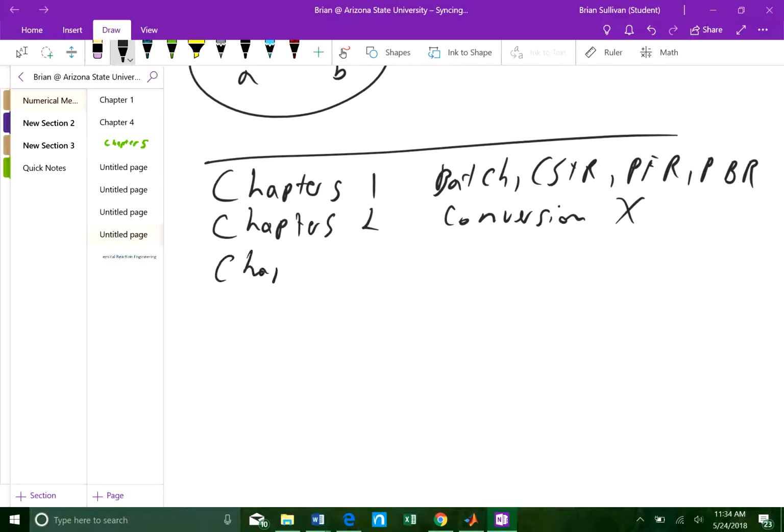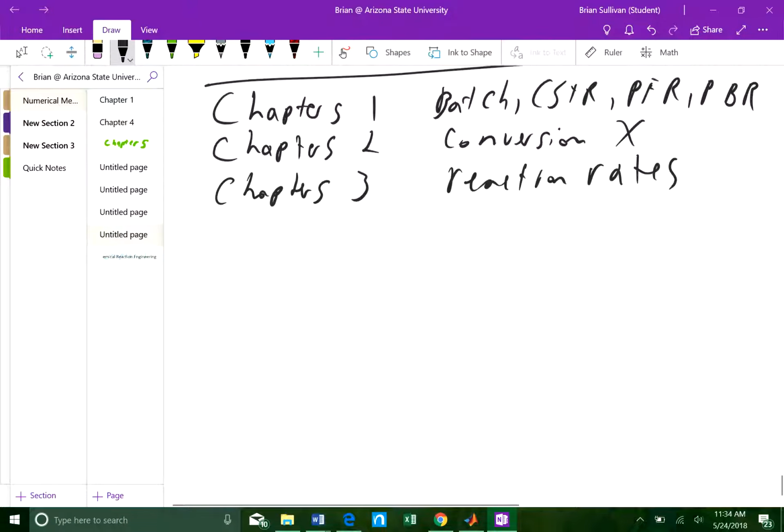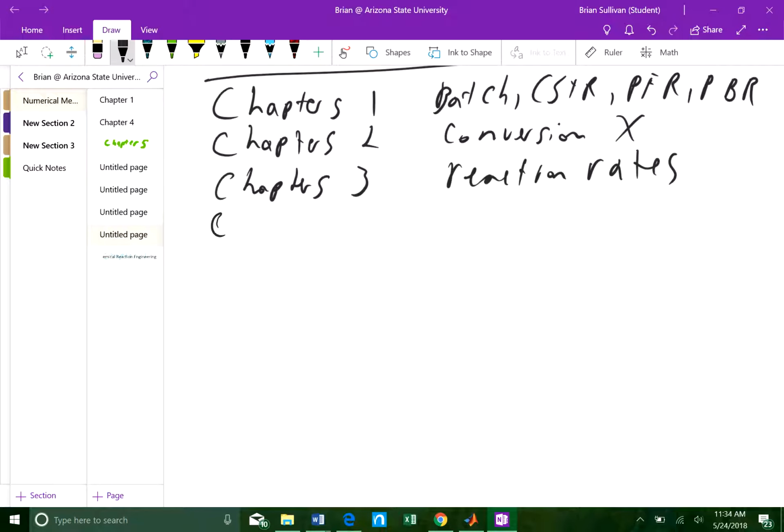Chapter 3, they do reaction rates, different formulas, where they come from, the Arrhenius equation, all this kind of stuff. And then in chapter 4, which is the one I just covered in the previous video, it's basically nothing but ice tables.